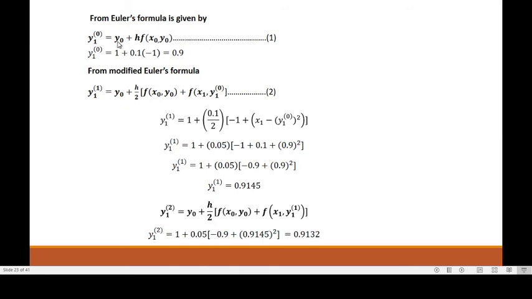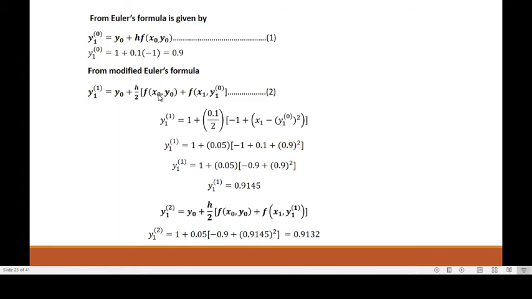y1 of 0 is given by y naught plus h into f of x naught comma y naught. So that is 1 plus 0.1 into the value, which is minus 1. That is equal to 0.9. Okay, then we correct this value by using modified Euler's formula. First write down the formula, then substitute the values here.